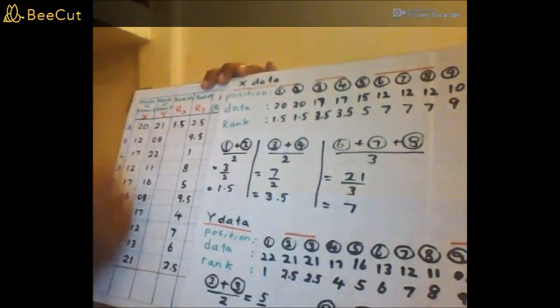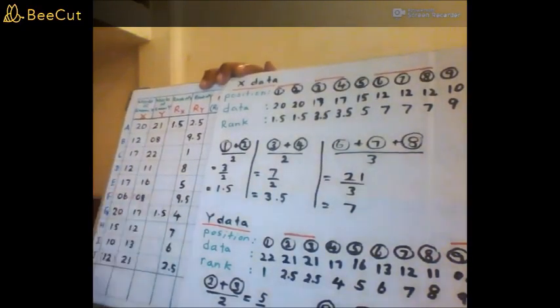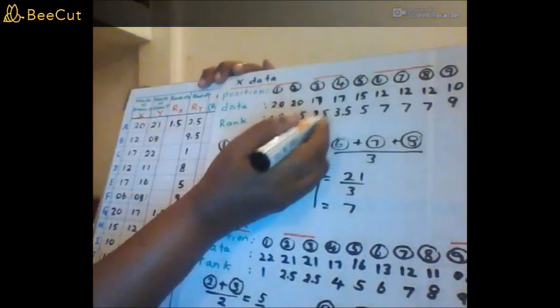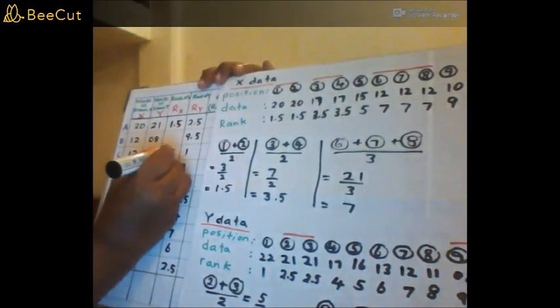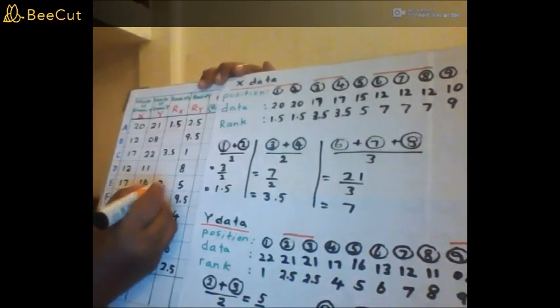And where's the other 20? Here, 1.5. For 17, what's the rank? 3.5, 3.5. So that's 17 here. There should be another 17 here. 3.5.